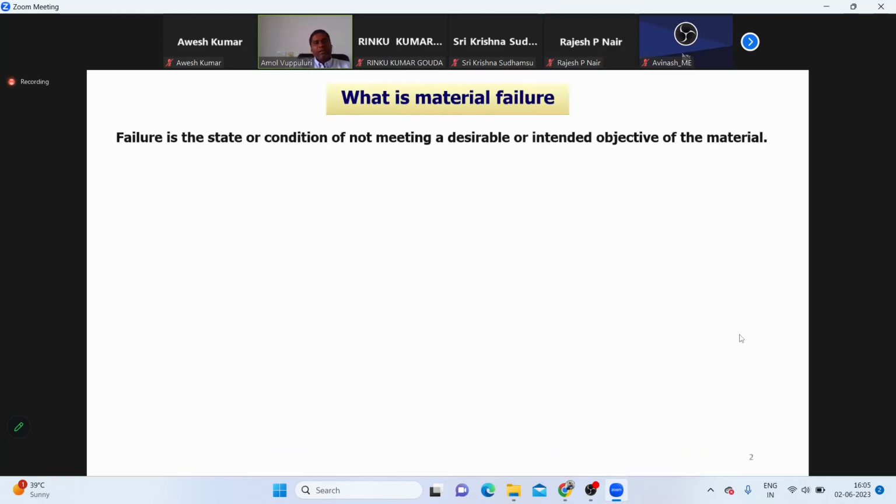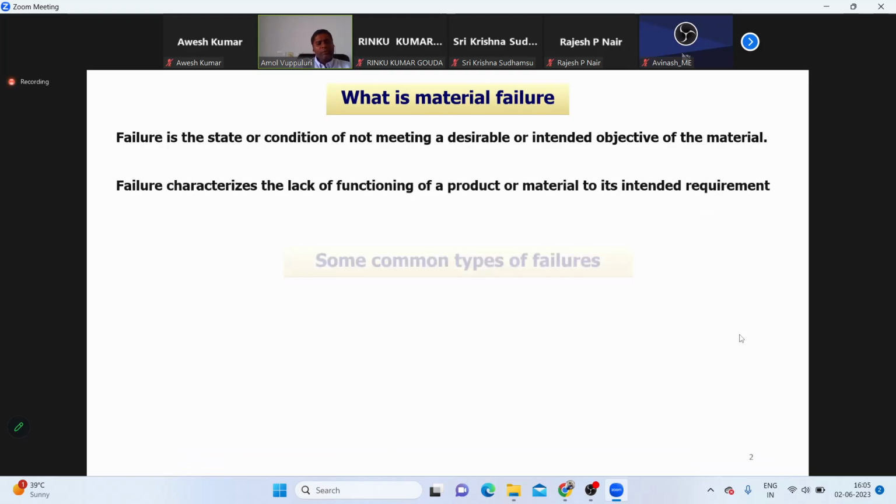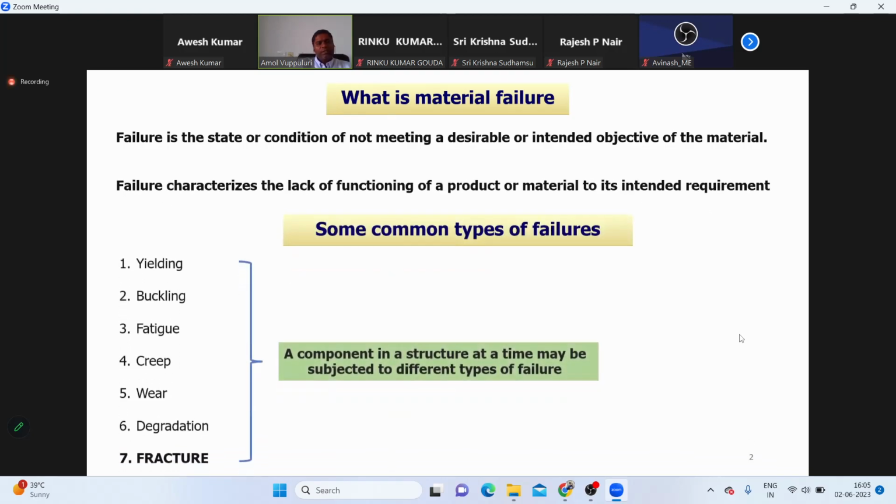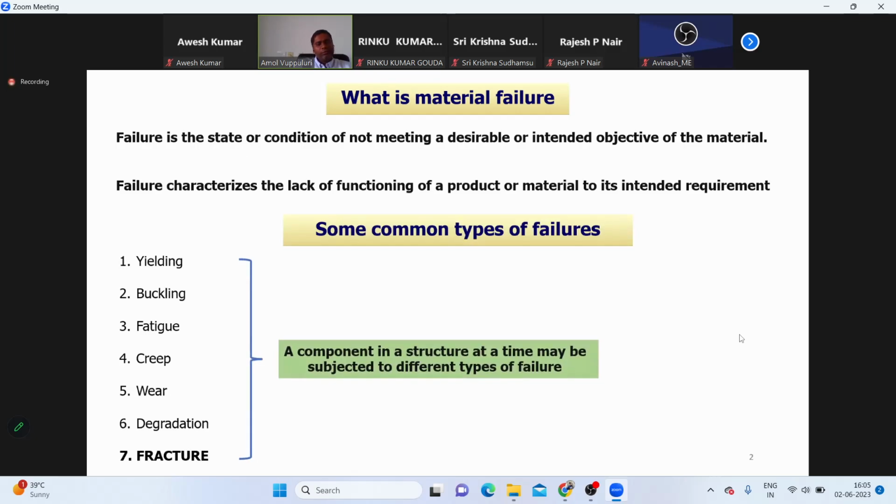Okay. So we'll start with what is material failure. Everybody knows that failure is a condition where a component or part ceases to do its intended operation. And failure could be of so many types. It could be yielding of material, it could be buckling, it could be a fatigue failure, it could be creep, it could be wear, it could be degradation because of some chemical attack, or it could be a fracture also. So fracture is definitely one of the failure criteria.